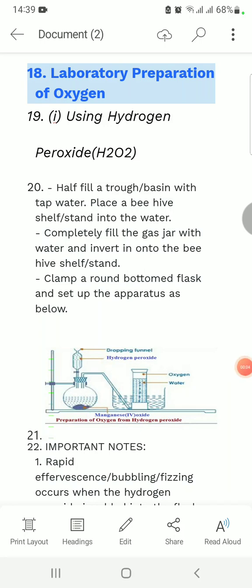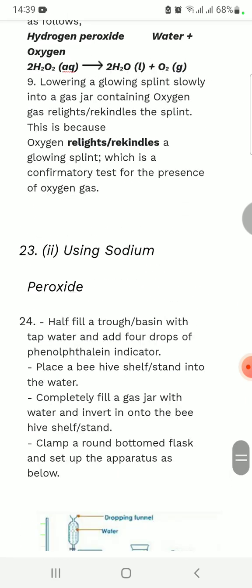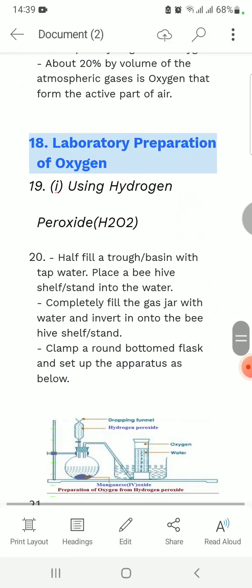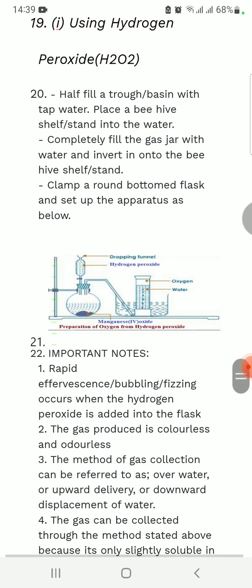We're going to look into the laboratory preparation of oxygen. Under the preparation of oxygen, we have two ways. One is the use of hydrogen peroxide, and the other one is using sodium peroxide. Both are compounds of peroxide, but you need to know the difference from the experiments and why it is convenient.